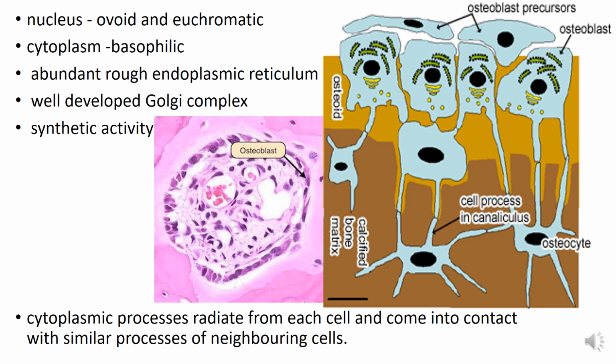It has got a nucleus which is ovoid and euchromatic, and the cytoplasm is basophilic. Cytoplasm is basophilic because of the presence of abundant rough endoplasmic reticulum. It has abundant rough endoplasmic reticulum and also well developed Golgi complex. So the rough endoplasmic reticulum and the well developed Golgi complex indicate the synthetic activity of osteoblast. It is a bone forming cell. They have cytoplasmic processes which radiate from each cell and come into contact with similar processes of neighboring cells.